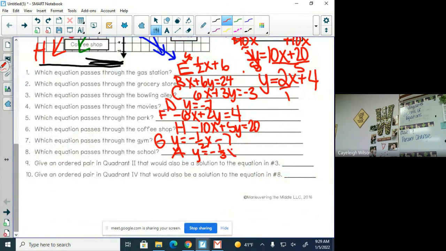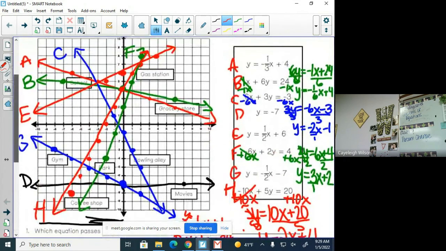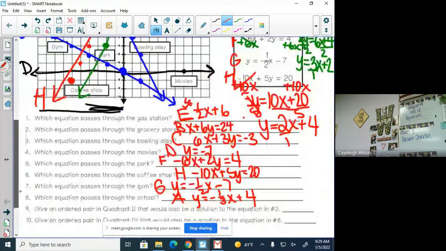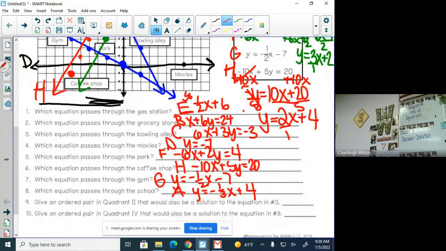And then it says, number 9, equation in number 3. So number 3 is equation C, the blue one, in quadrant 2. Who said quadrant 2? Oh, quadrant 2. Which one's quadrant 2? Oh, I know. It's that one over there. All right, Caleb. Top left, this is quadrant 2. So you could have given me any ordered pair that was on number 3. So number 3 was C.